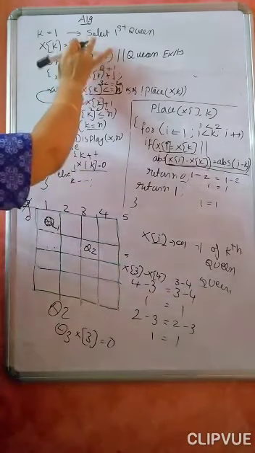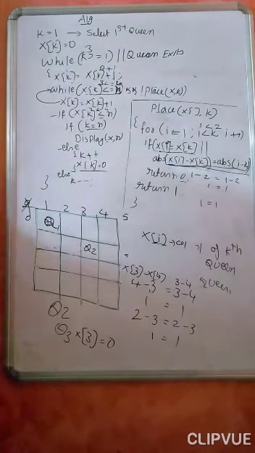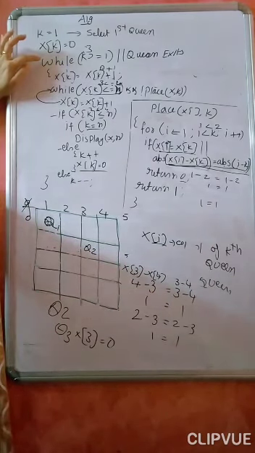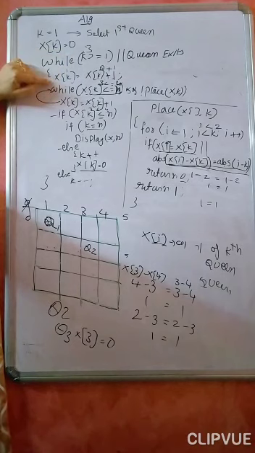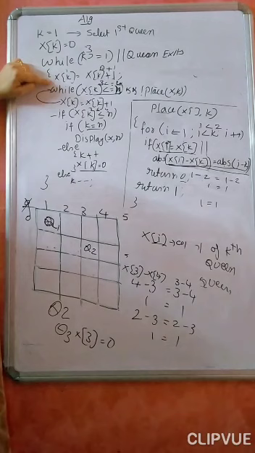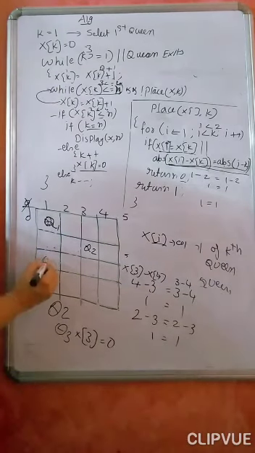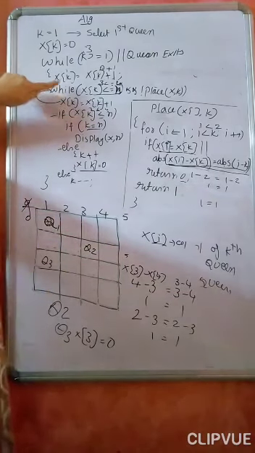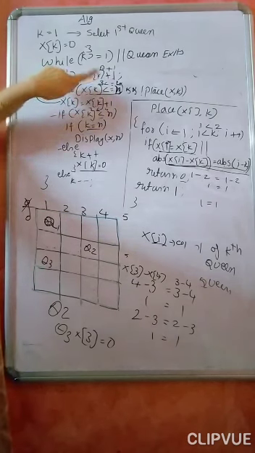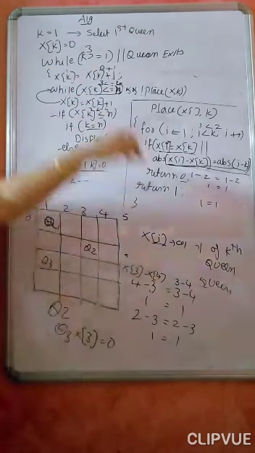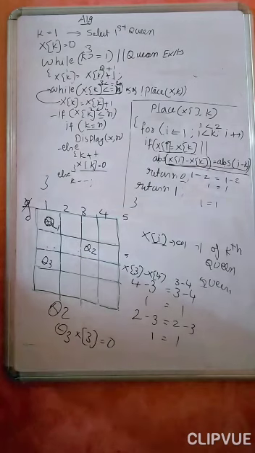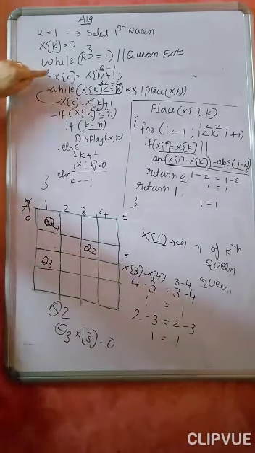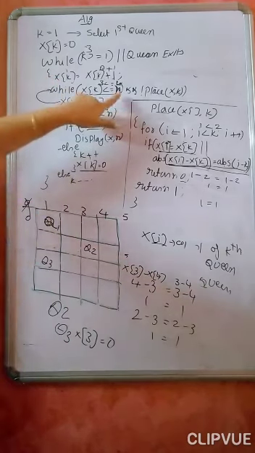Is 3 greater than? Yes, it is true. Then means there is a queen exists or not, we are checking. Then again I will come back to this one. So when I will come back to here, I will try to place the queen in the first column initially. So x of k is how much now? X of 3 is 0. So 0 plus 1 is 1. So I will place it in the first column. Now I will check is there any attack.